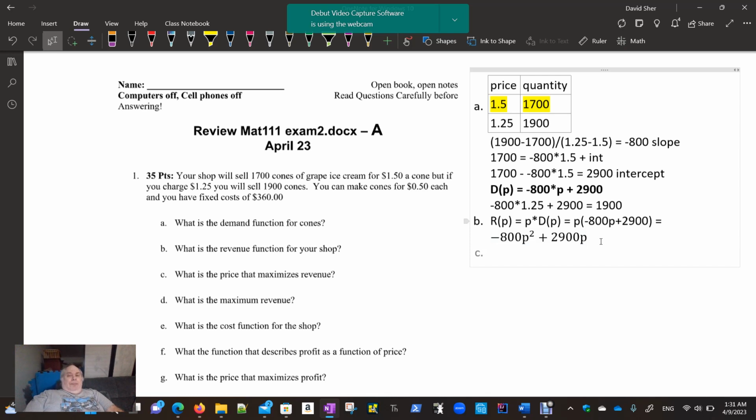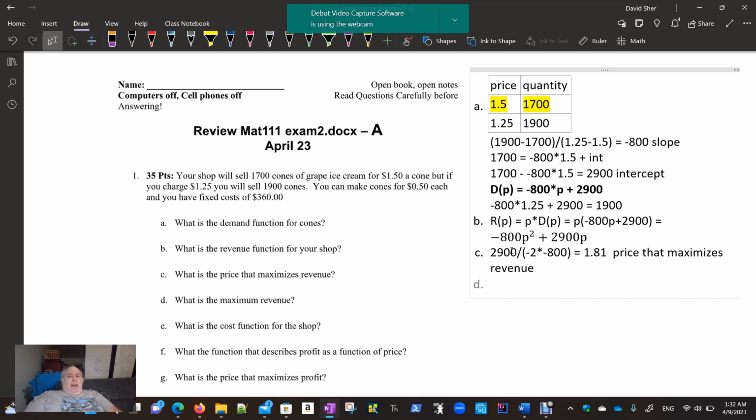Now, the price to maximize it, we use the b over negative 2a. Now, b is what we multiply by p, not the p squared, and that's going to be 2,900. We have to always parenthesize when we do the negative 2 times a, which is negative 800. And that's going to give me, and I'm going to round that to the nearest cent, the price that maximizes revenue. That's part C.